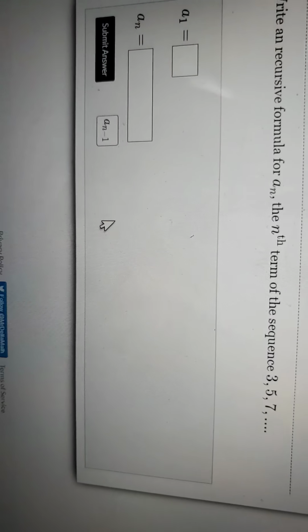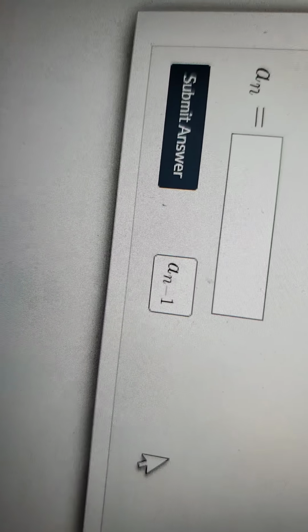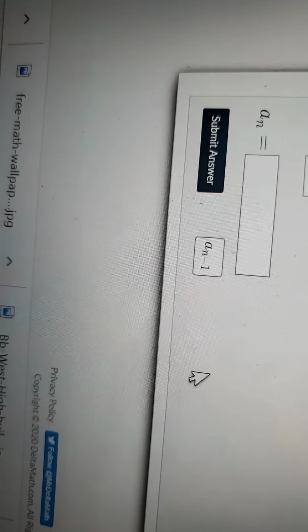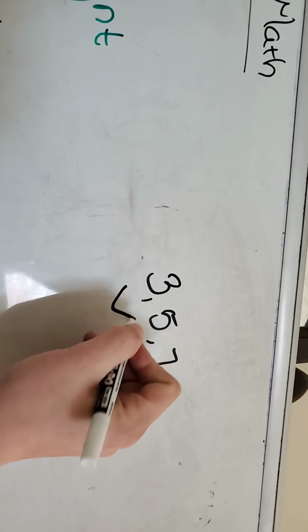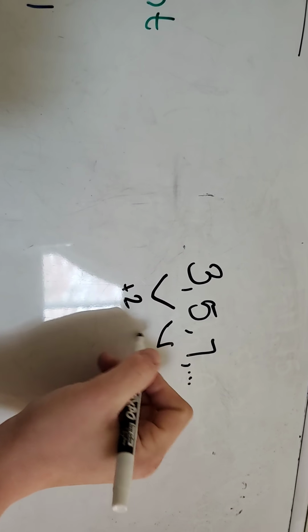It's plus 2. Now, it's saying to write the actual sequence, right? So it wants us to say, in general, what is each term in terms of the term before it? And that's why it gives us this handy little AN minus 1 button so that we don't have to try to write the subscript. It wants us to make sure we include AN minus 1 in our answer. I can see my common difference, right? We're adding 2.